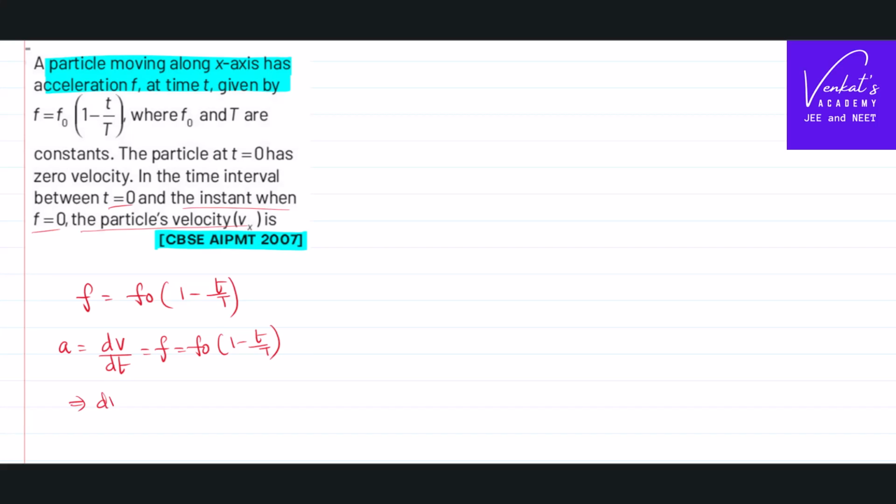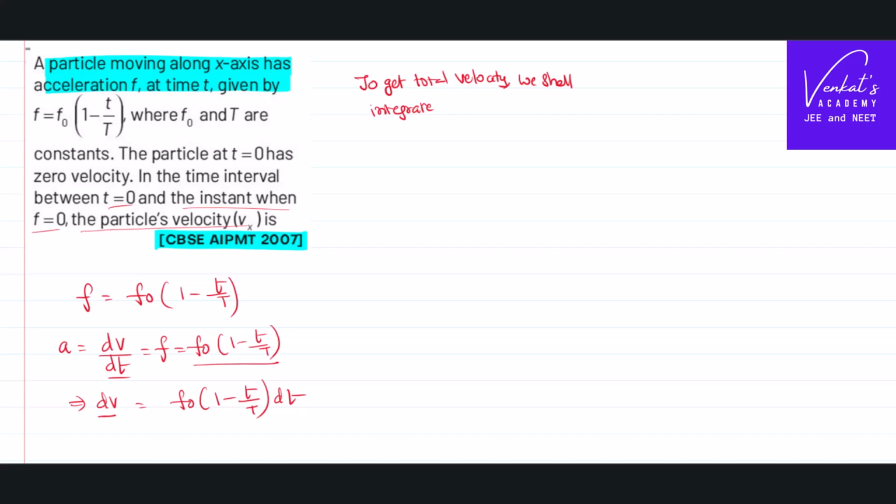So if you want dv, you have to take this dt to the other side. So dv equals f naught (1 minus small t by capital T) into dt. This is the small change in velocity. You want the total velocity in a total time t. So to get that, we shall integrate the equation we have got just now.